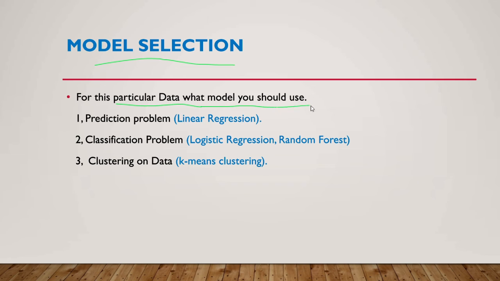Understand, guys? It depends on what type of problem you are solving. If you want to do prediction, then you will use linear regression. This is a machine learning model. If you are solving a classification problem, then we will use logistic regression or random forest. And if we are doing clustering, which we will see in our future videos, we will implement all of these methods, and there are more machine learning models we will see in our future videos. If you want to do clustering on data, we will use the k-means clustering model.